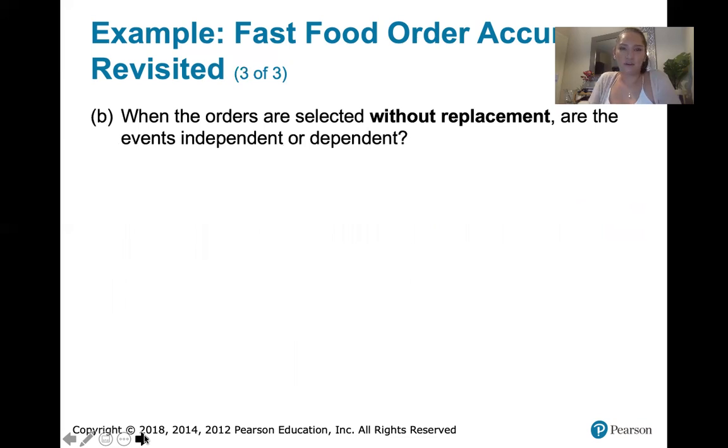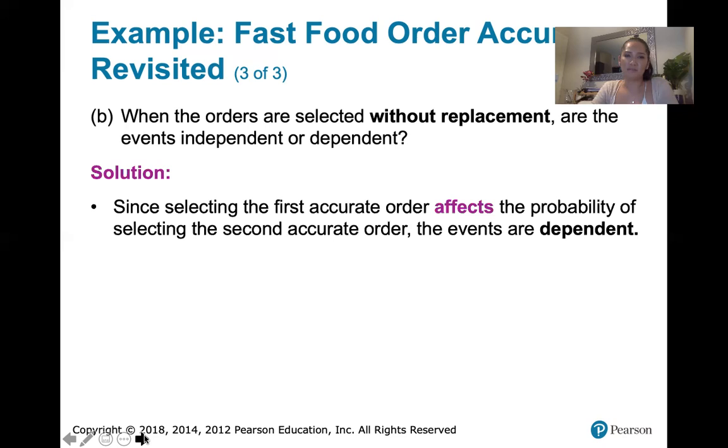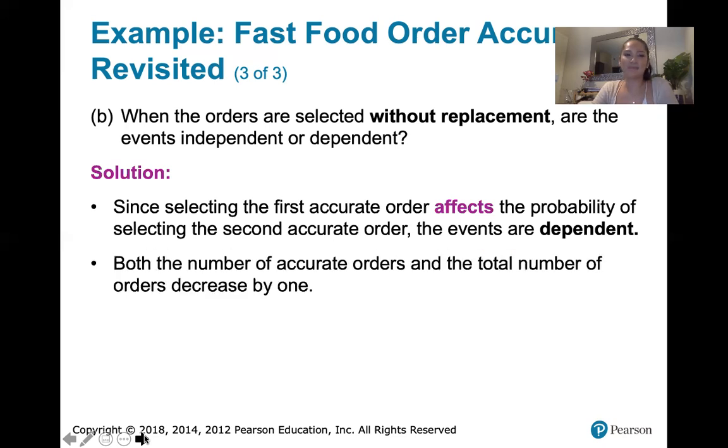Now think about this. When the orders are selected without replacement, are the events independent or dependent? Well, if I took an order out, that actually changes a lot of things. In event A, if I selected an order and then I didn't put it back, now I've changed the total number of orders in my hat, if I'm thinking of all of these in a hat, and I've also changed the total number of accurate orders. So that's changing the probability for B. That means these events are dependent on each other if we're selecting without replacement. Selecting that first order does affect the probability of selecting the second order. So we say that the events are dependent.